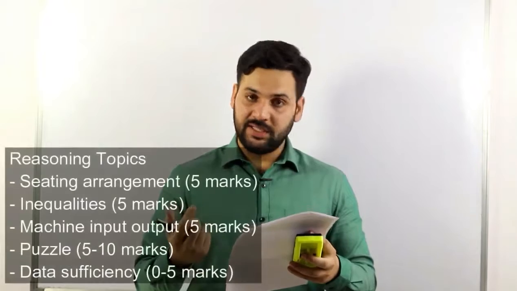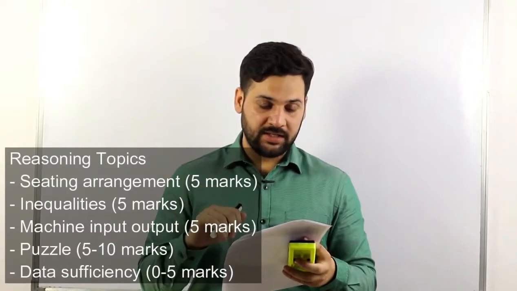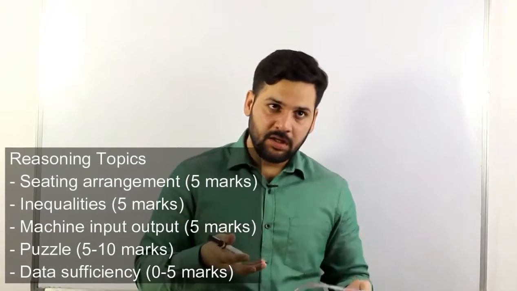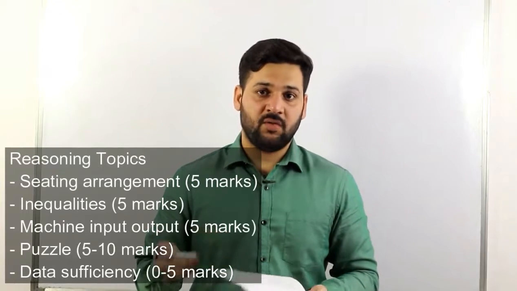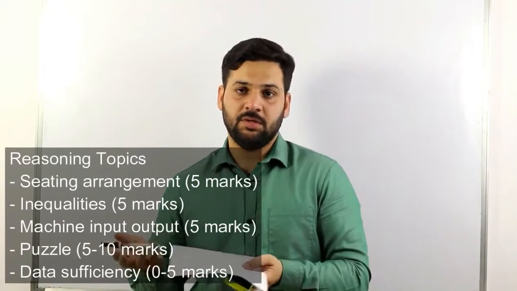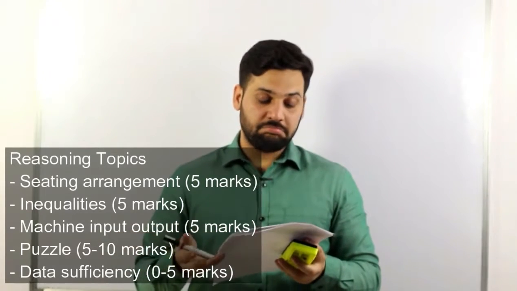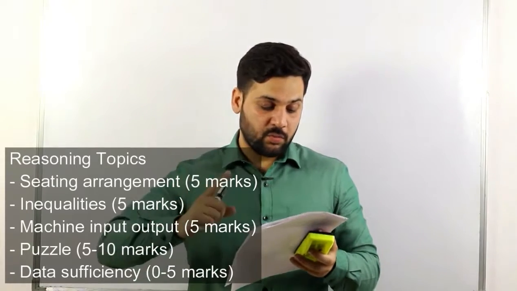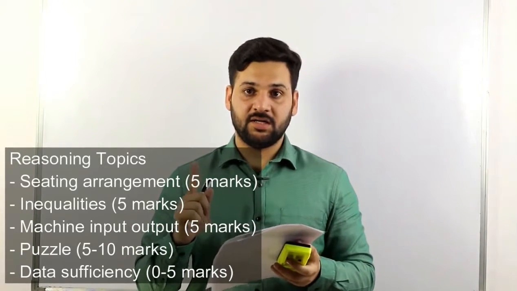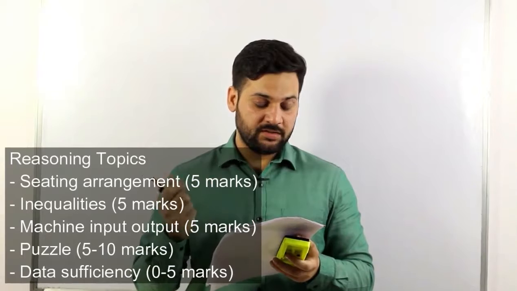Then what about reasoning? In reasoning, you'll find at least one set from sitting arrangement, 5 marks. Then there can be one set from inequalities, another 5 marks.